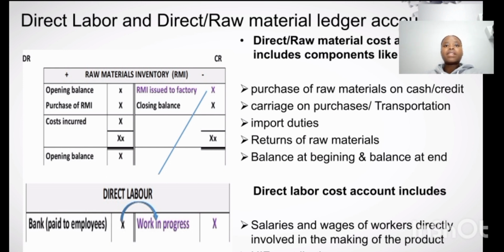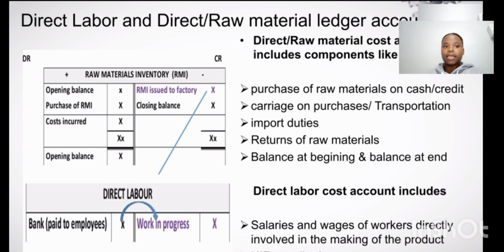And then we must minus the returns of raw material. So if the raw material comes to our business and we see maybe it is damaged or it is in a way that we didn't order, we can return it back to our suppliers. So we minus that, and then we also minus our balance at the end of the year, and that will give us the raw materials issued to the factory. It will give us the raw materials for that specific year.